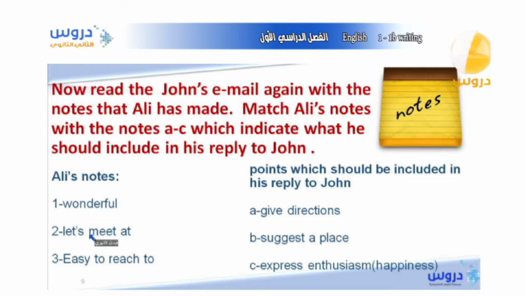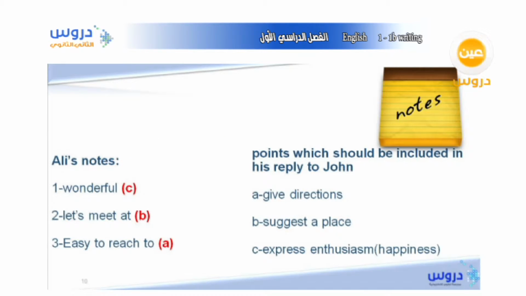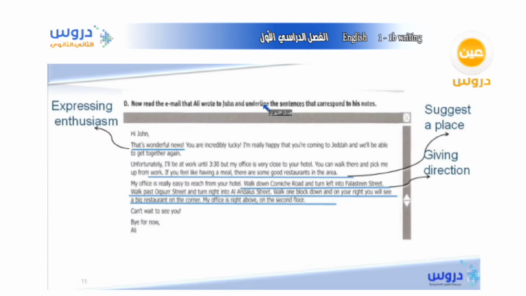Let's check our answers. That sounds great. Number 1, C, indeed. And number 2, Salah, you're amazing, B. And number 3, which is the one I selected, easy to reach, give directions. Okay, yes, keep going, guys. Now read the email and underline the sentences in John's email that correspond to these notes. Expressing enthusiasm: That's wonderful news. Suggest a place: If you feel like having a meal, there are some good restaurants in the area. And giving directions: Walk down Chronic Road and turn left into Palestine Street.